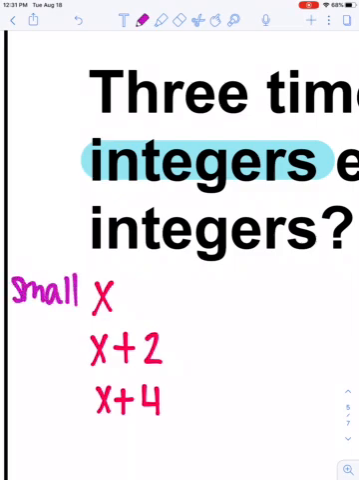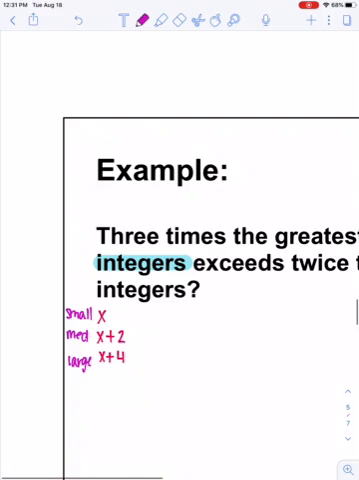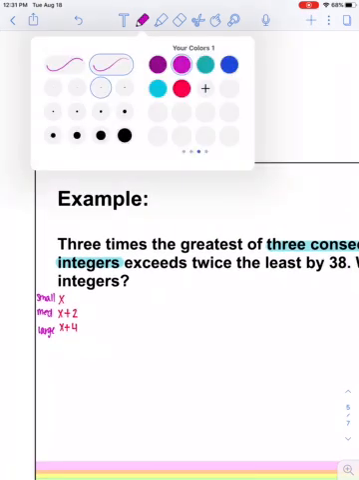So this one is the smallest. This one is the one in the middle. And this one is the largest. Okay, so we're going to use x for the smallest, x plus 2 for the middle, and then x plus 4 for the largest. So back to the words.